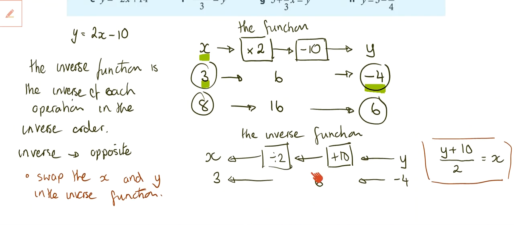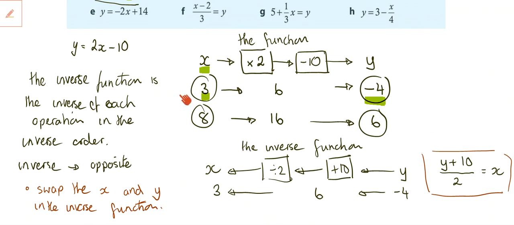To summarise, when we want to find an inverse function, we first have to really think carefully: how is this first function made up? What order does it happen? What are the operations? If you get that wrong, obviously your inverse function will be wrong, right?